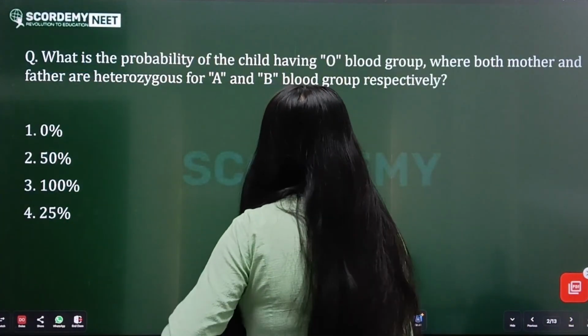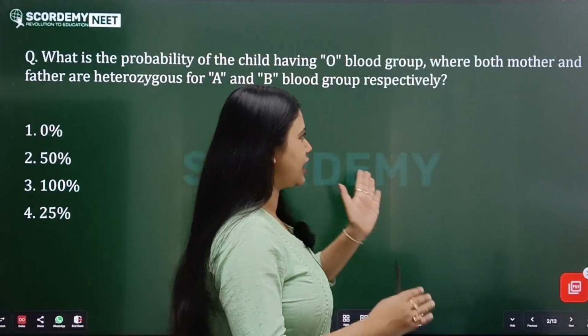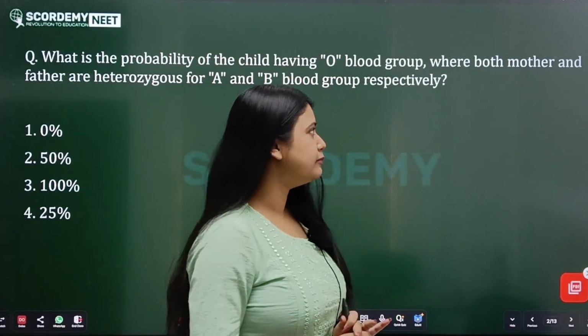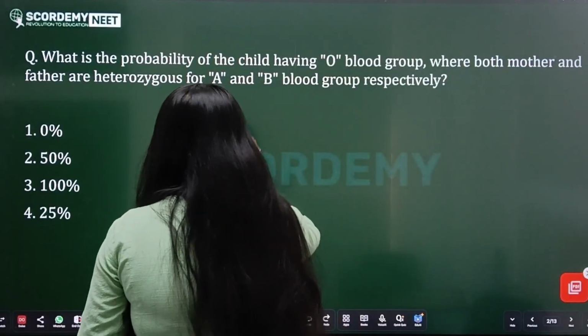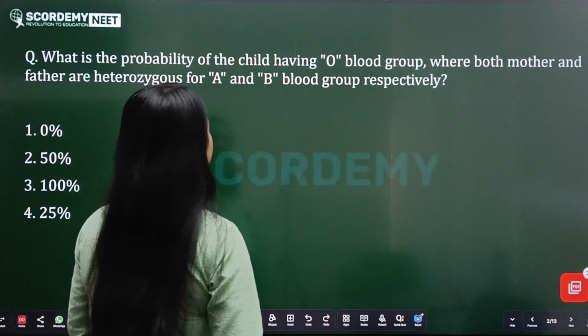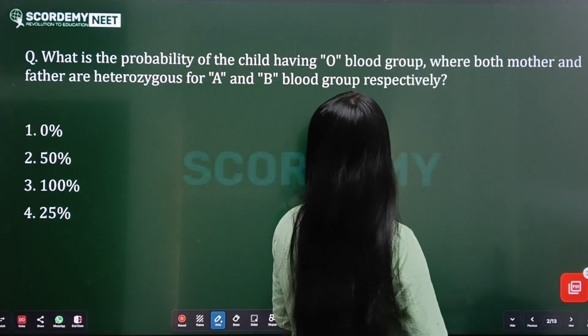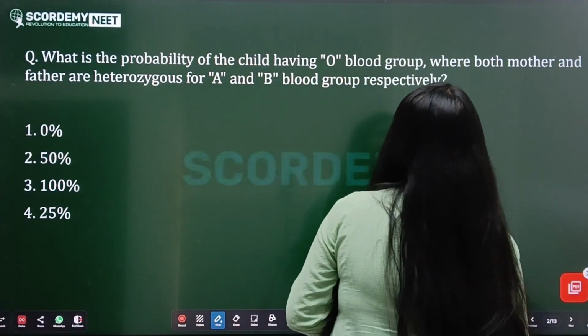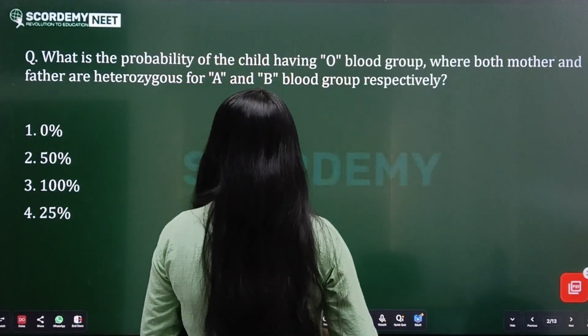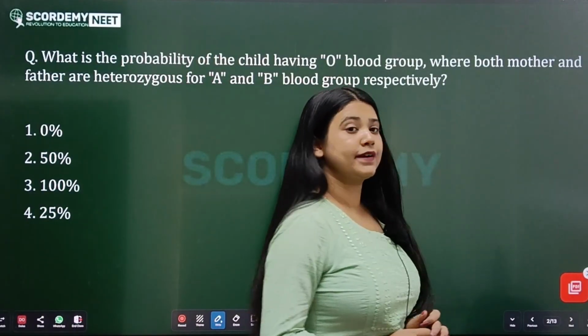With the first question. I'm taking questions from the zoology section, not botany. First question, see what they're asking: what is the probability of the child having O blood group where both mother and father are heterozygous for A and B blood group respectively?